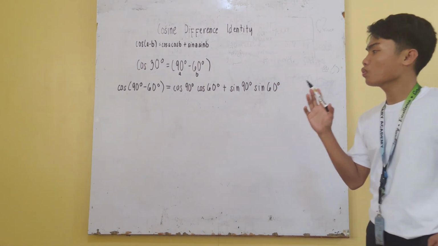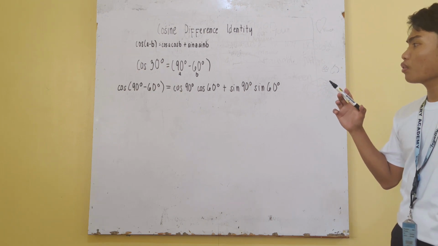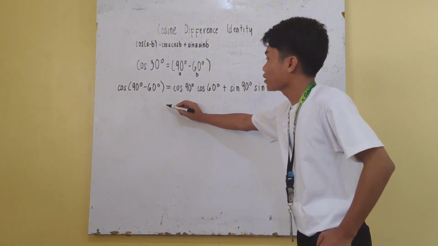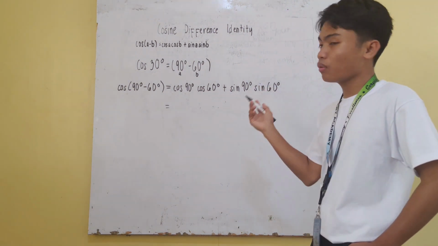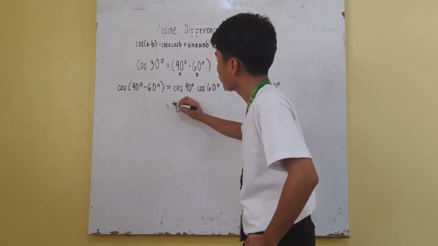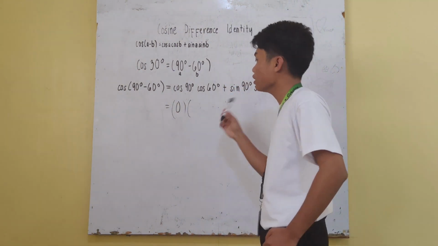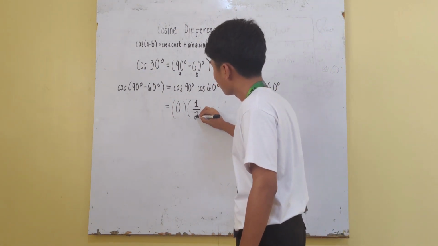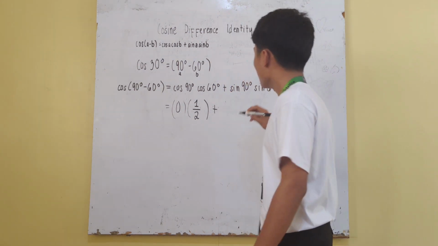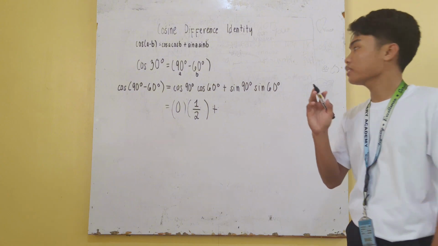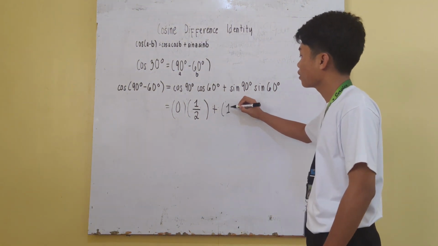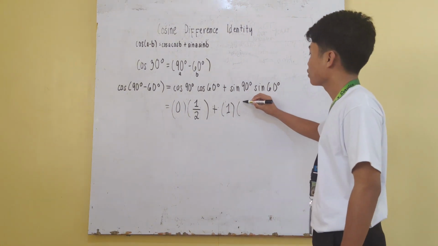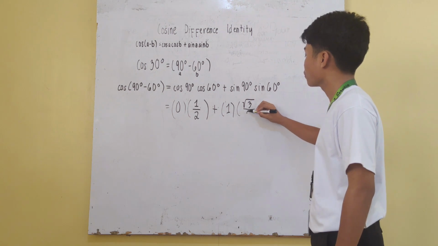First, we have to identify the value of every cosine value. So first, cosine 90 degrees equals 0, while cosine 60 degrees is 1 half. And then, the value for sine 90 degrees is 1, and for sine 60 degrees is square root of 3 over 2.